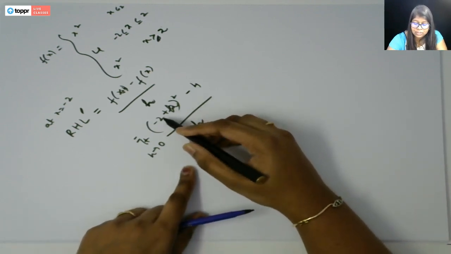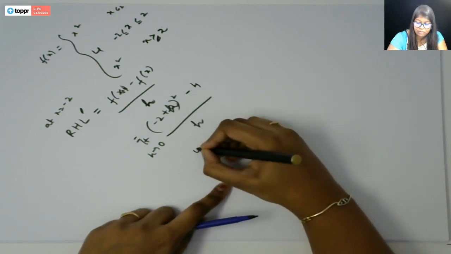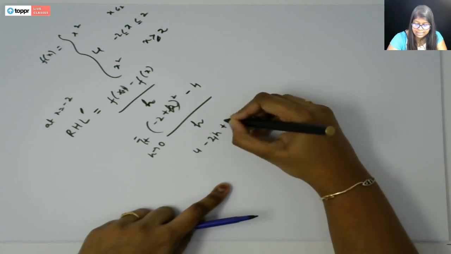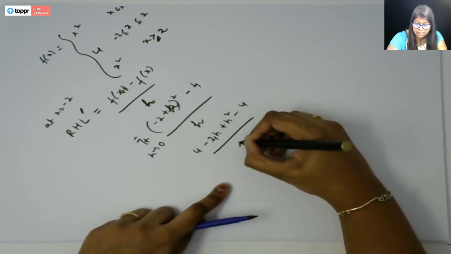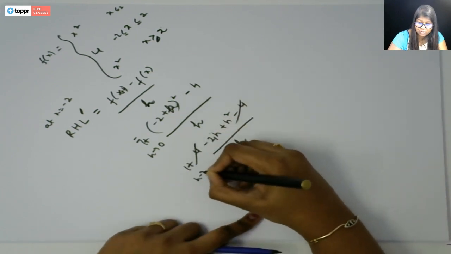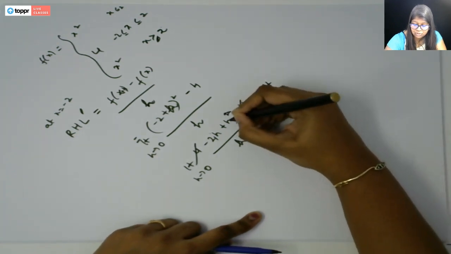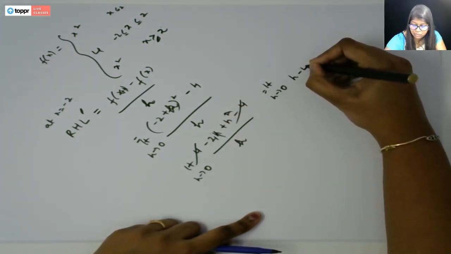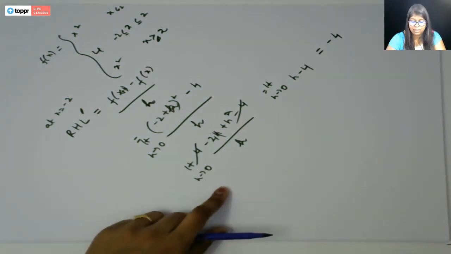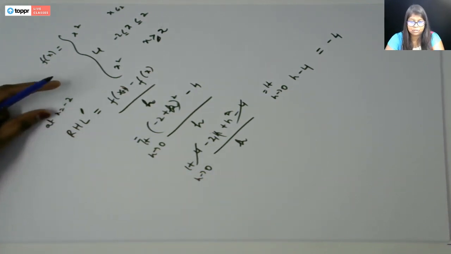So here we expand this: 4 minus 2h, 4h plus h² minus 4, by h. That is nothing but the limit as h tends to 0 of h minus 4. So the value of the function would be -4. So we have found the derivative for RHL at x is equal to -2.